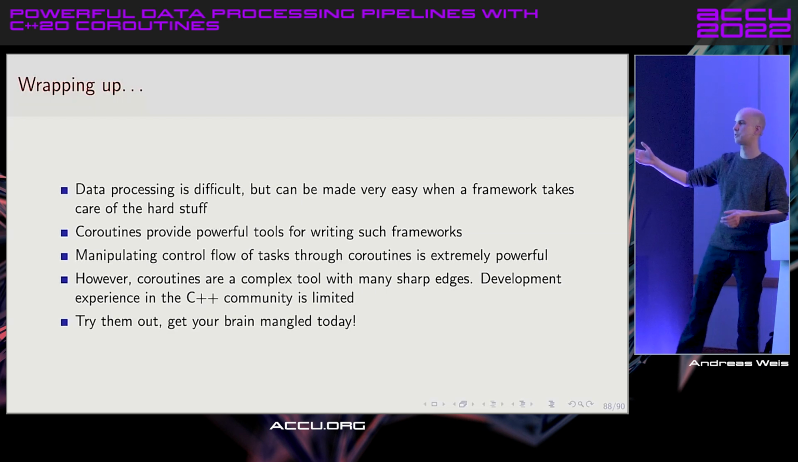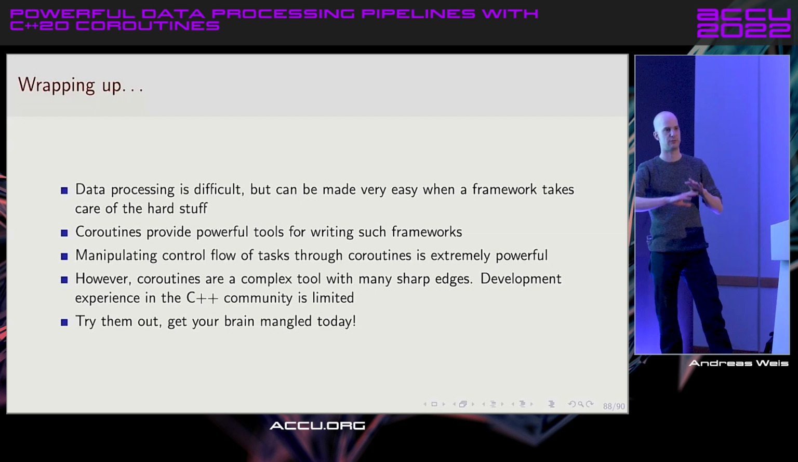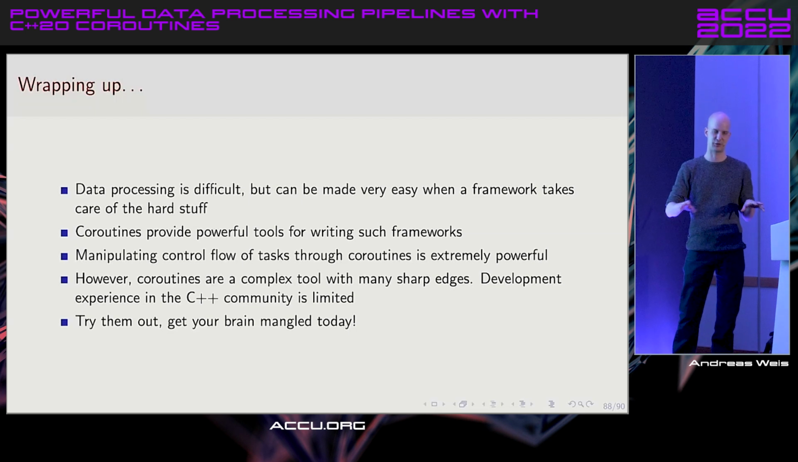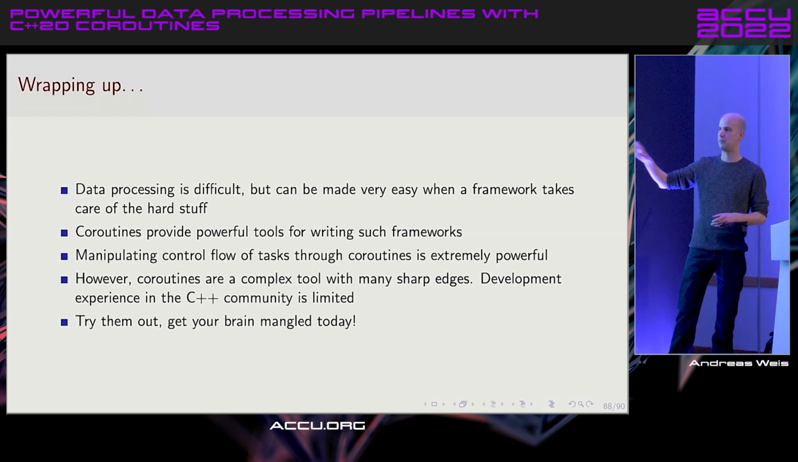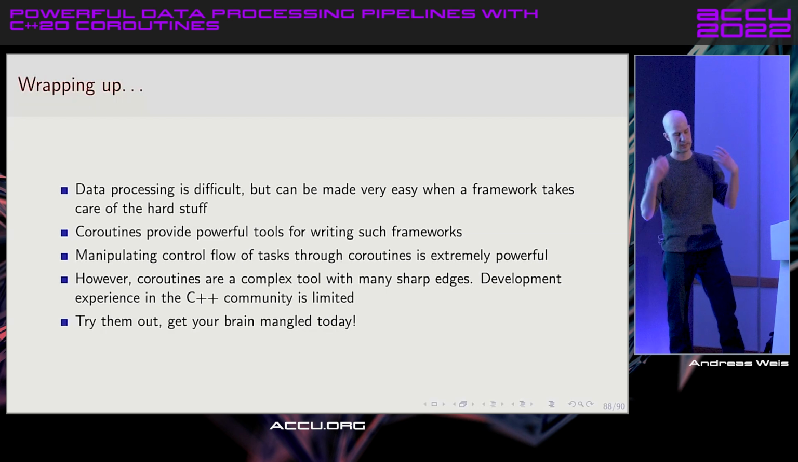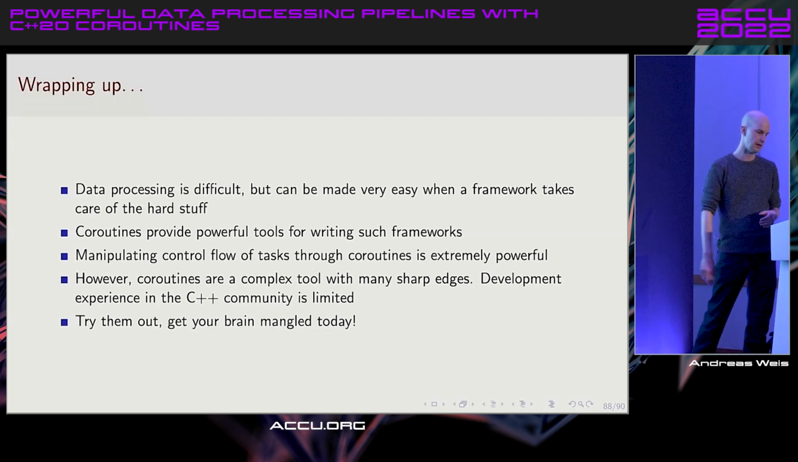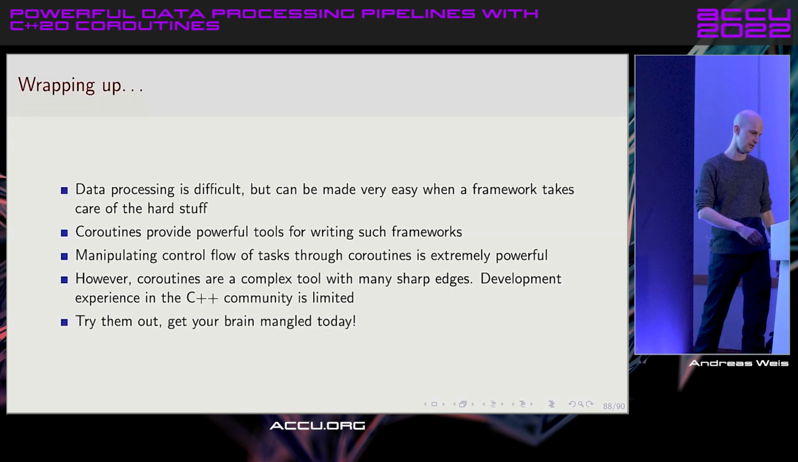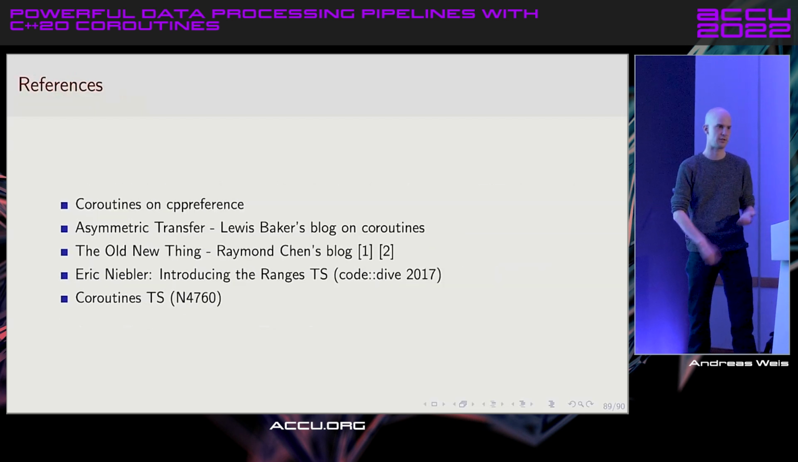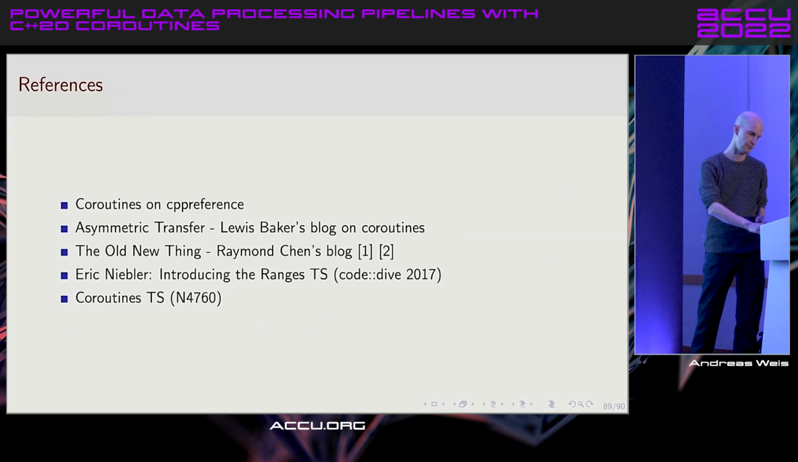However, coroutines in C++: low-level tool, sharp edges. Not sure I would recommend using them in production right away. They would certainly need time to mature. They would certainly become a lot easier to use once we gain experience, once we get libraries. Still, if you want to get your brain mangled today, they're available on many compilers. The implementations are quite mature by now, so yeah, go nuts.